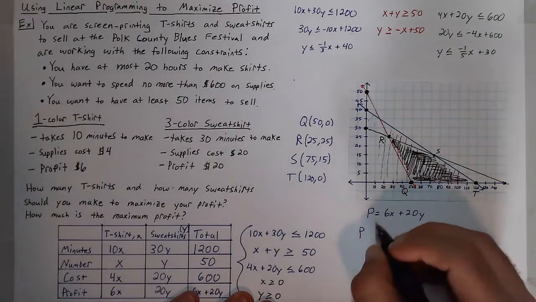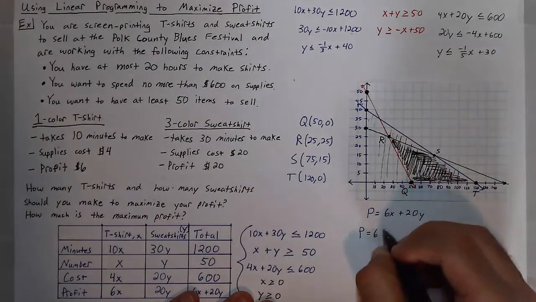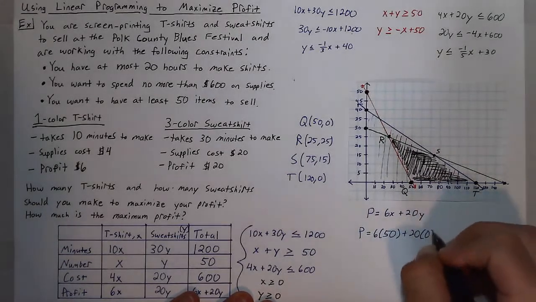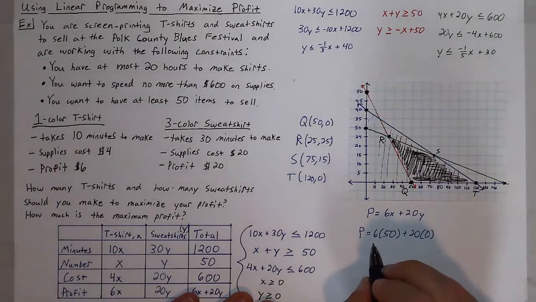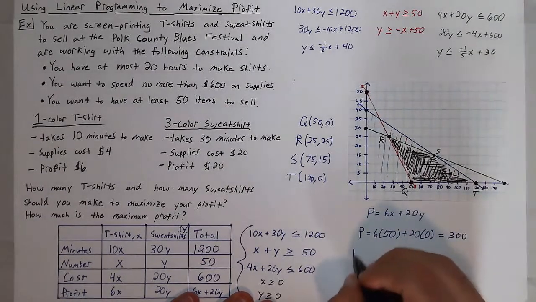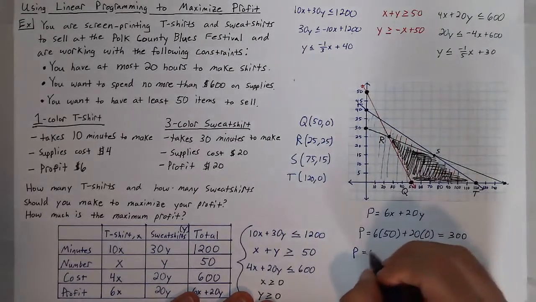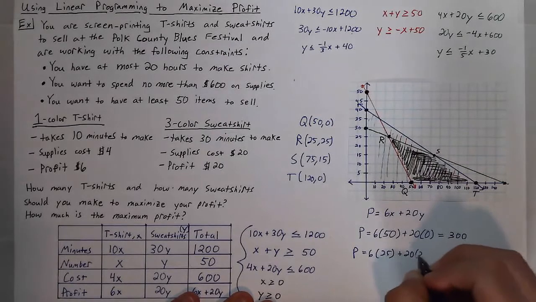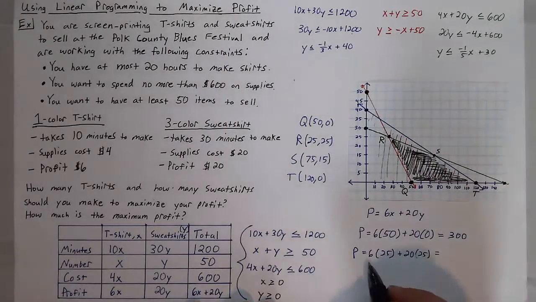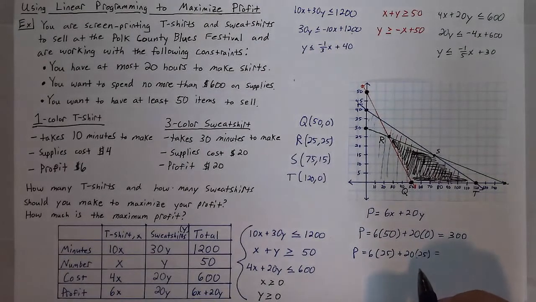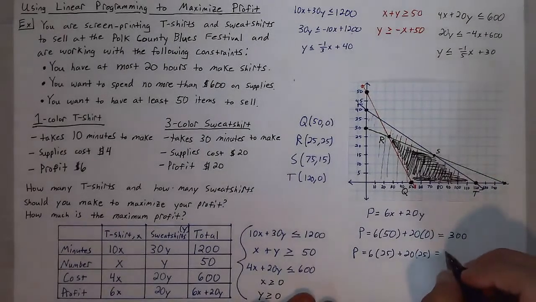So plug in Q first. I'll have 6 times 50 plus 20 times 0, which 6 times 50 is 300 plus 0 would give me 300. R, I would get 6 times 25 plus 20 times 25, which again, 6 times 25 is 150. 20 times 25 is going to be 500. So 150 plus 500 would be 650.